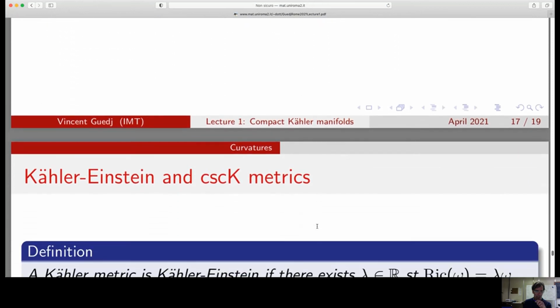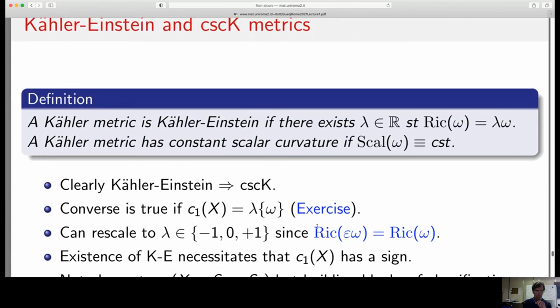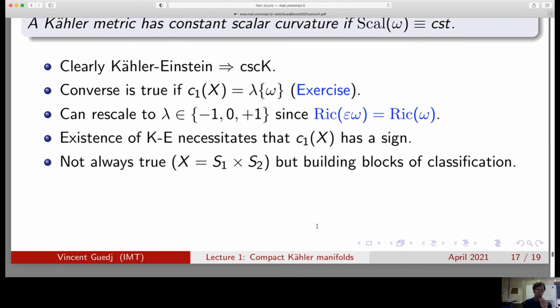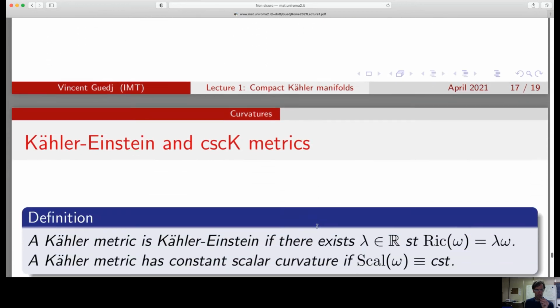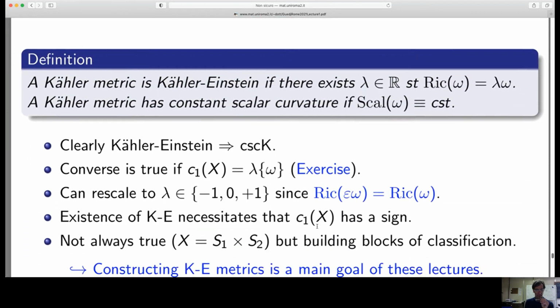However, this topological condition, that the cohomology class of omega is a multiple of the first Chern class, is not always satisfied. For example, if you take a two-dimensional complex manifold which is a product of two Riemann surfaces, say a hyperbolic Riemann surface times P1, then this condition is not satisfied.